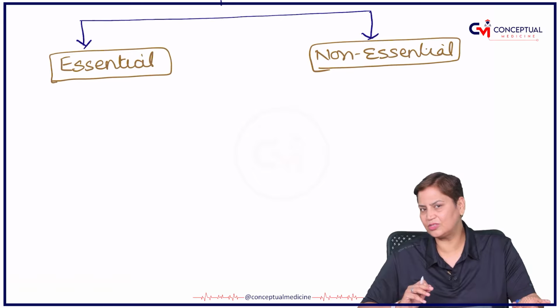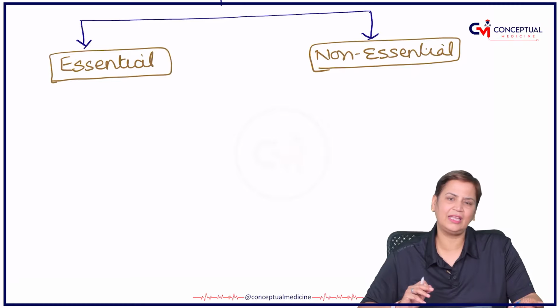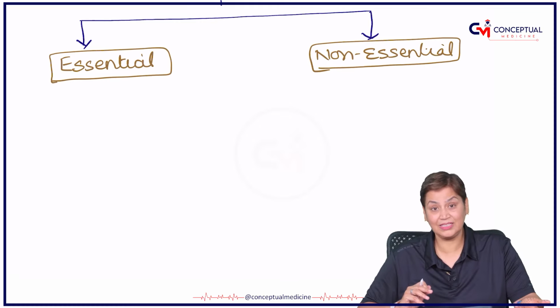We all know essentials, which ones are they? They cannot be synthesized in the body and they have to be provided from the outside diet. And non-essential are the ones which can be easily synthesized in the body. So you can see that fats are synthesized in the body.